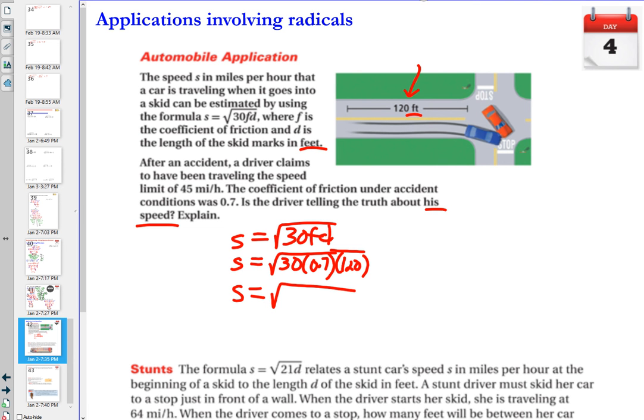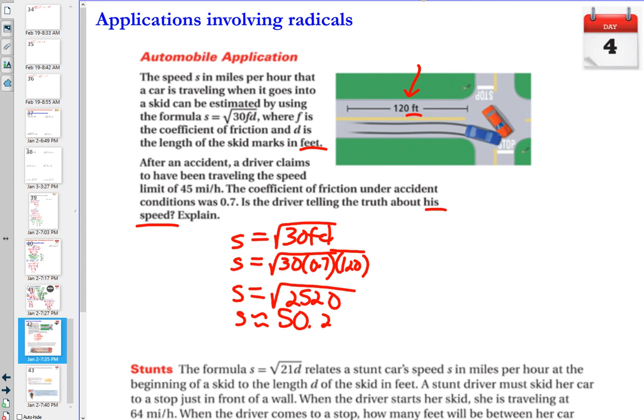Square root of what is 30 times 0.7 times 120? Is it exact or is it a decimal? It should be exact. So what is it, 2,520? I don't know if that's a perfect square. Let's round. Okay, so we're going to have to round it. 50.2? All right, so what does this mean?